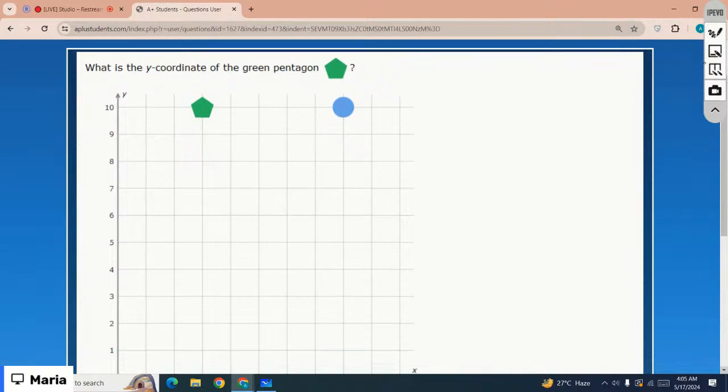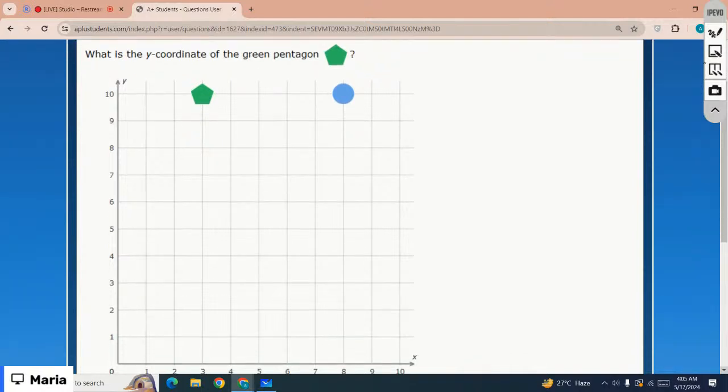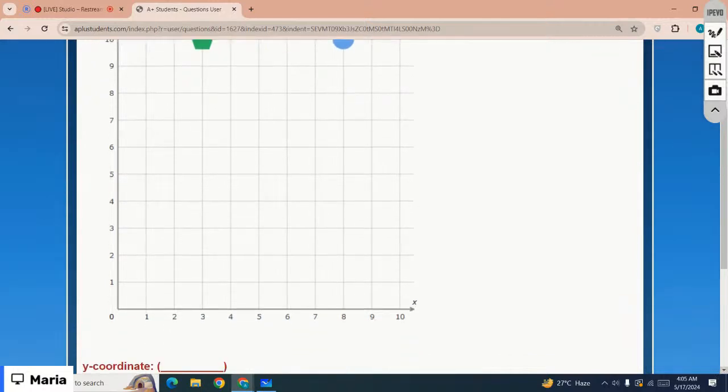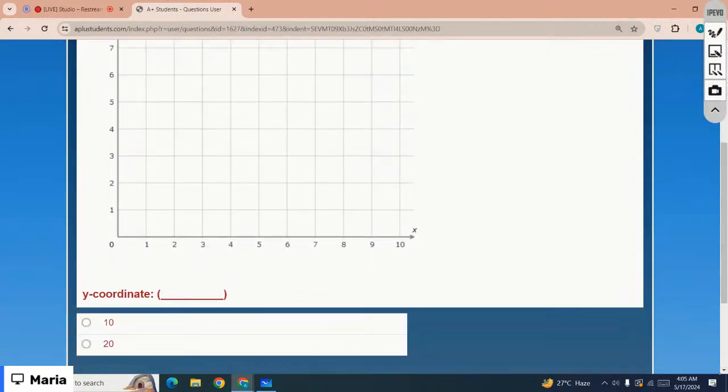What is the y coordinate of the green pentagon? Here is green pentagon. Match it to the y-axis. The y coordinate of the green pentagon is 10. The correct option is 10. Got it?